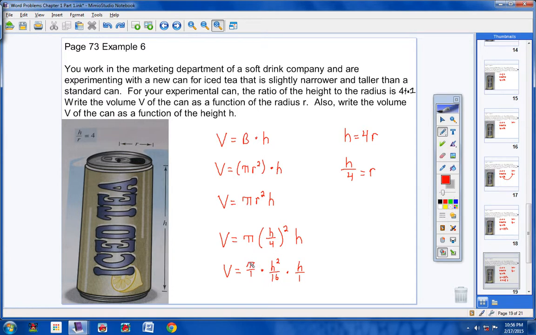Now, I went ahead and put pi over 1 because I have a fraction right here. I put h over 1 because I have a fraction here. Now I'm going to multiply them all together, okay? Pi times h squared times h over 1 times 16 times 1. If you do that correctly, you'll get this here. Pi times h squared times h to the 1 is pi h cubed. 1 times 16 times 1 is 16.